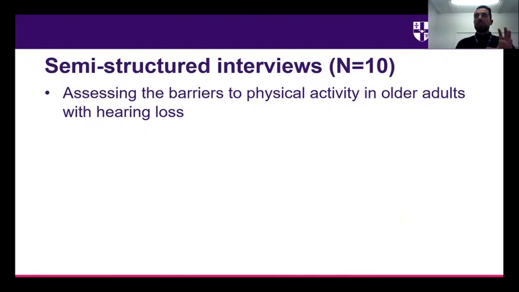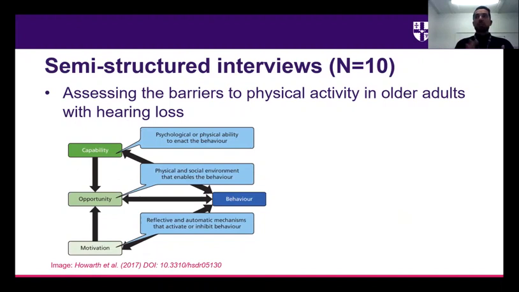And in order to do that, we did a qualitative, semi-structured interview study, which was underpinned by a model of behaviour change, the COM-B model, which I'm showing you here. Now, very quickly, this model basically states that in order to do a desired target behaviour, so in this case, physical activity, individuals need psychological and physical capability to enact that behaviour. So that refers to knowledge and skills.